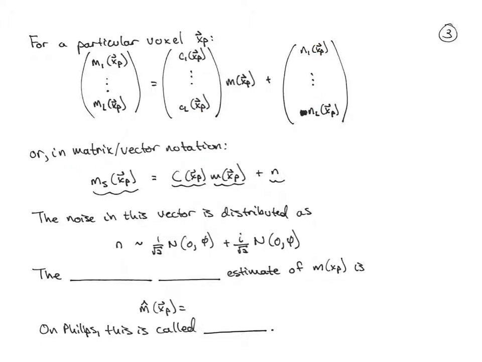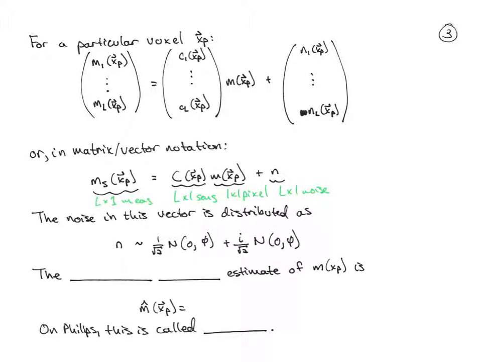Or in matrix-vector notation, we can stack these up into a single vector M sub S, where M sub S is the L by 1 measurement vector. The C here is an L by 1 sensitivity vector. This is a 1 by 1 pixel, right? It's a scalar value. And then we have our L by 1 noise vector. The noise in this vector n is normally distributed, so it's complex valued noise. You consider it to be independent real and imaginary parts. We divide each by root 2 to get a normalized variance of 1.